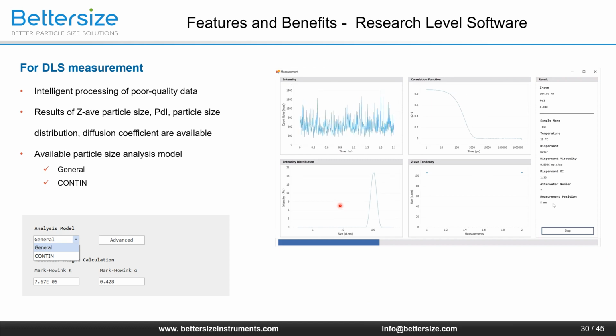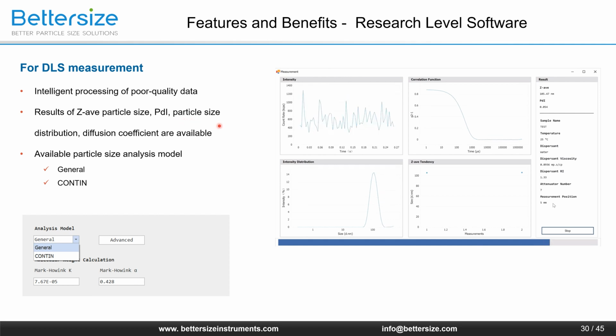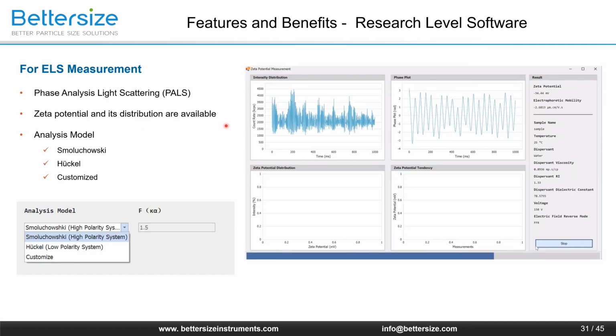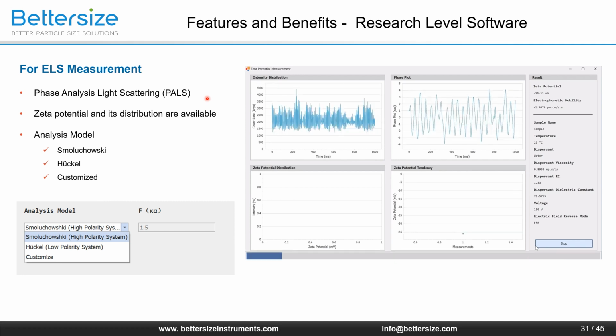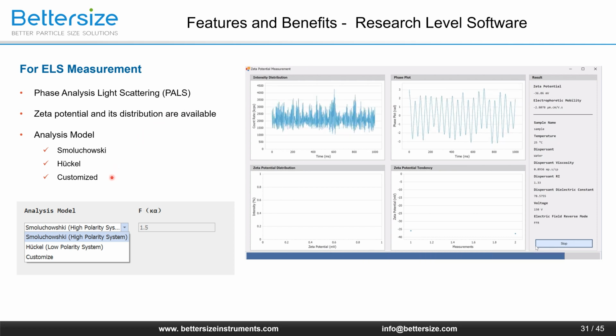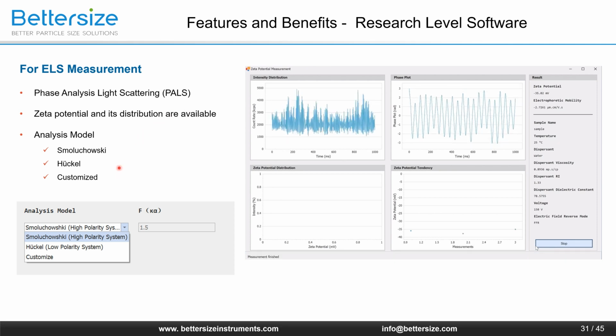For the DLS measurement, the research-level software offers the intelligent evaluation and processing of signal quality to eliminate the effect of random events. Results of Z-average particle size, distribution, and PDI can be obtained by different analysis models of the software. For the ELS measurement, the software uses the algorithm of PALS to provide the zeta potential and its distribution, with several built-in analysis models corresponding to different polarity systems.